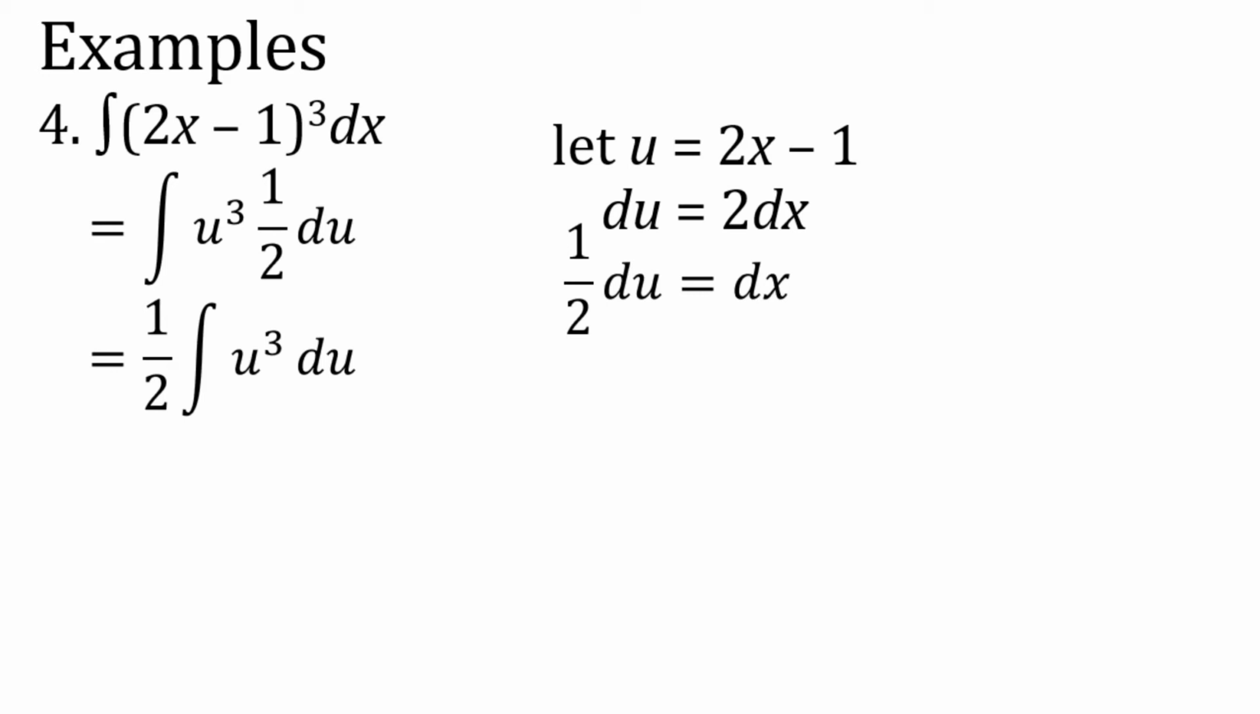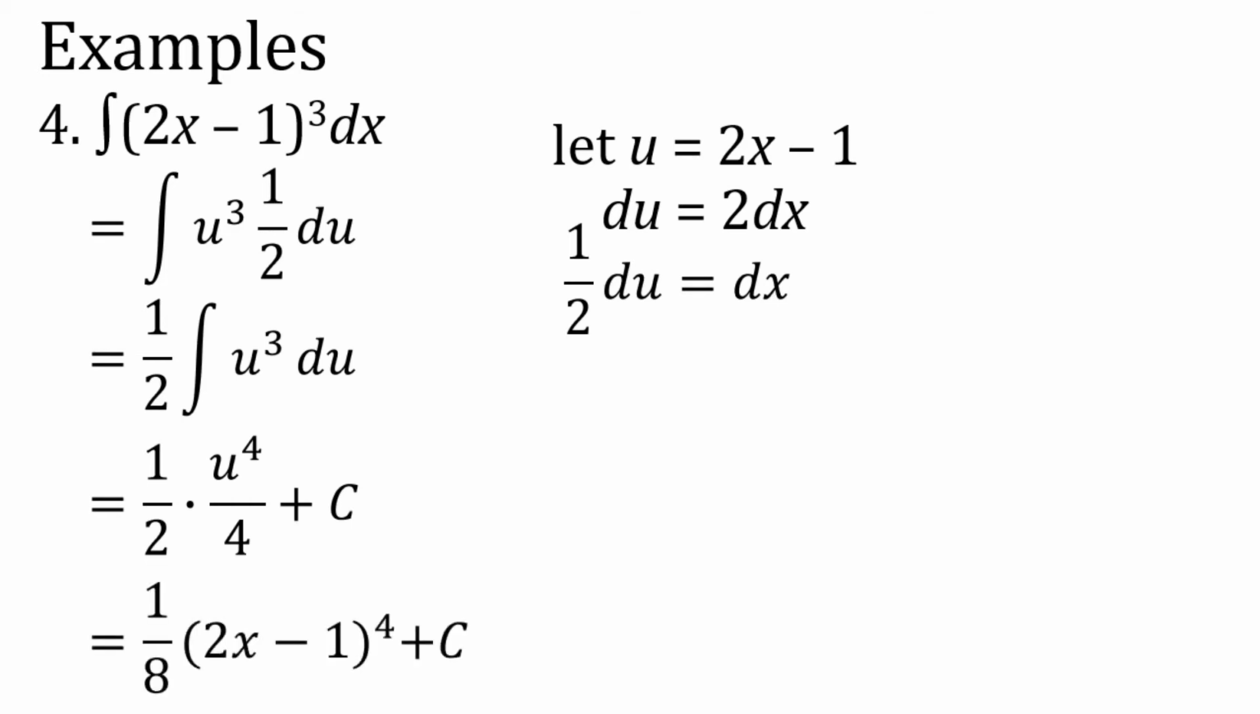So u cubed du is integrable, so let us integrate it. It will become 1 half times u to the 4 over 4 plus c. So substitute the value of u. This will now become 1 over 8 times 2x minus 1 raised to 4 plus c. If you expand it and divide the terms by 8, we're going to have the same answer as the previous example.